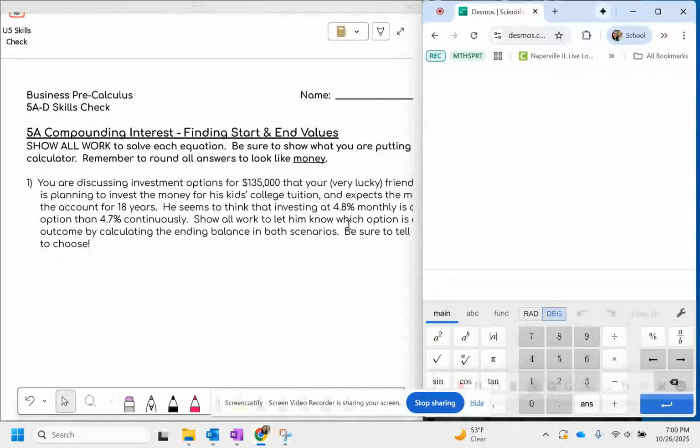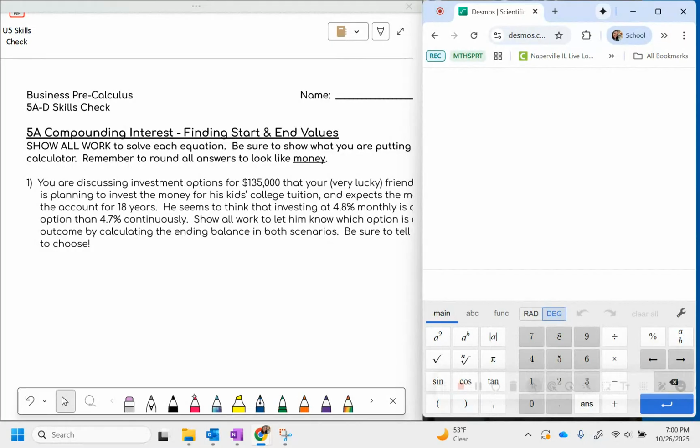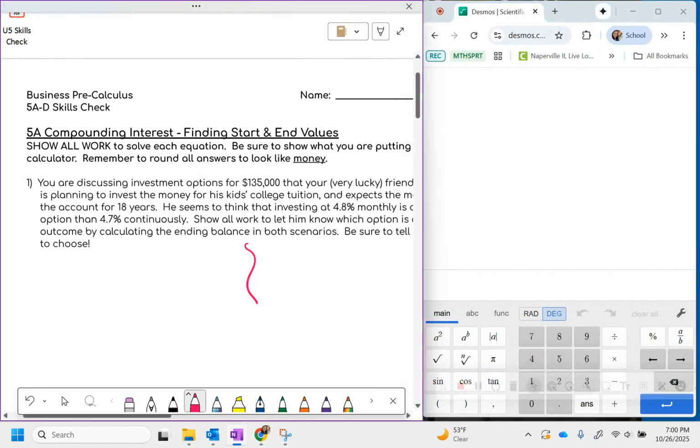Okay, for 5A, for the first one, we are trying to find out which option is better. So we're going to calculate both scenarios. And we will start with the 18 years monthly, so 4.8% monthly. And for that, we're going to use y equals a times b to the x.